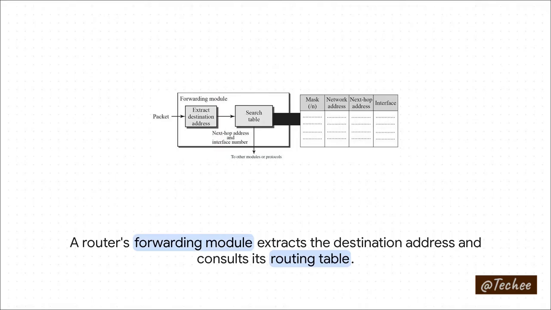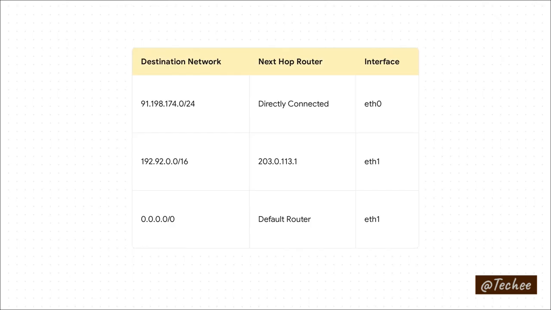And these things work incredibly fast. Inside every router, there's a forwarding module that's just constantly working. It examines a packet's destination IP address and then immediately looks it up in its routing table to see where to send it next. It's a non-stop process. And this right here is a routing table. It's basically the router's map of the Internet.